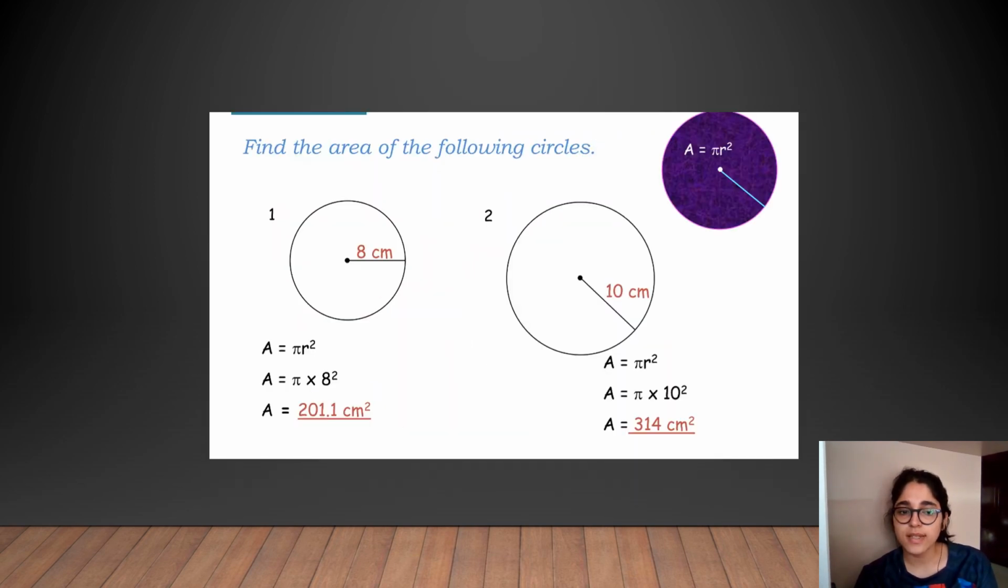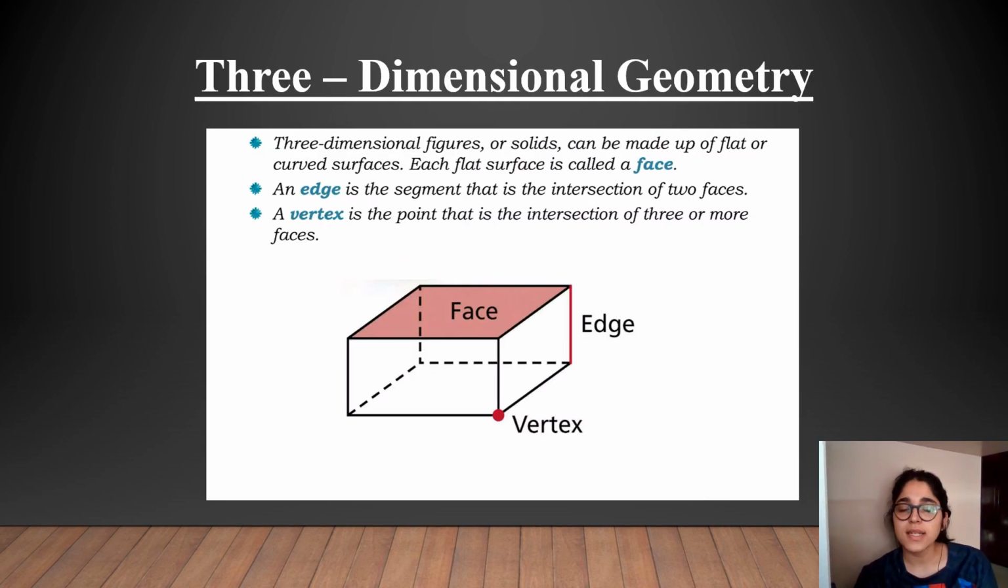Let us take an example of a circle which has a radius of 8 centimeters. The area will be pi r square, so it will be pi multiplied by 8 square, where pi is nothing but 22 by 7 or else 3.14. Now let us understand various three-dimensional structures that are present in geometry.